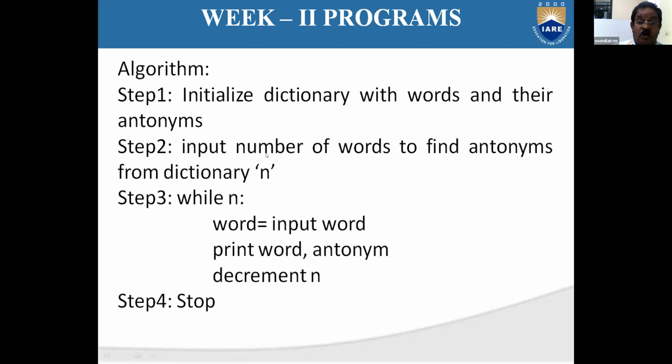Then you will be inputting how many words you want to find the antonyms of. Then you will be using the while condition, and the check on n is going to be satisfied. Then you will be inputting the word for which you want the antonym, and you will be printing the word and the antonym of that particular word. Then n will be decremented. The loop will iterate till the condition becomes false. If the condition is false, then it will come out of the loop.